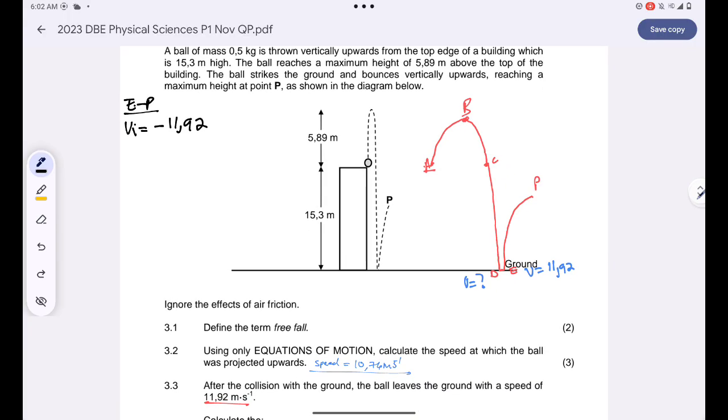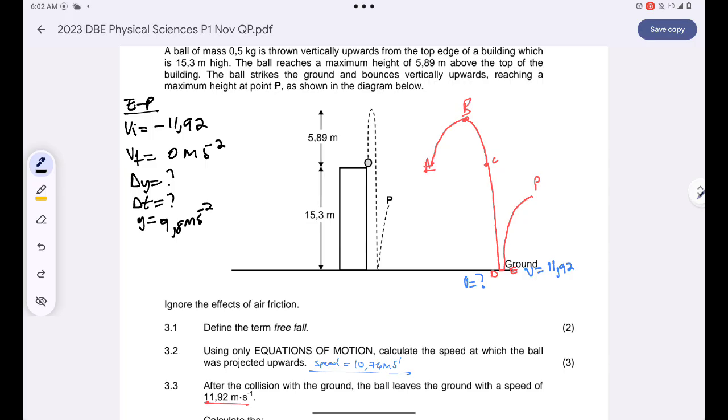Remember that now I've declared that downwards movement is positive. Are we together? And then the final velocity is simply 0 meters per second. I don't know the displacement, don't know time, but I do know that gravity is always 9.8 meters per second squared.